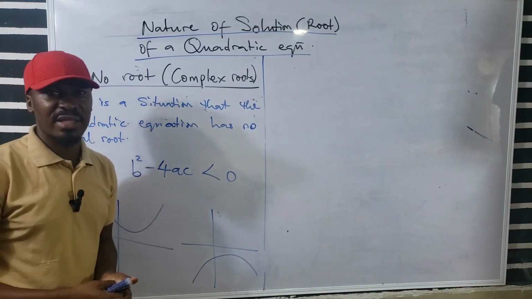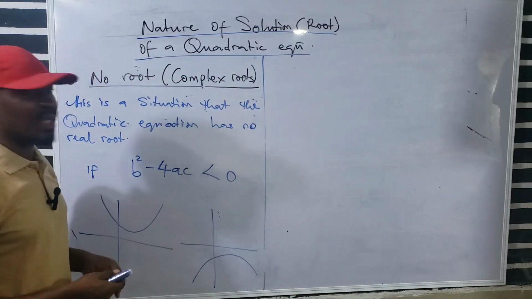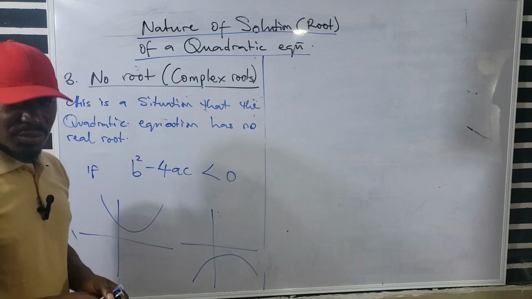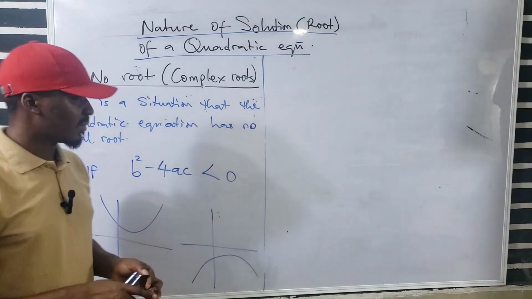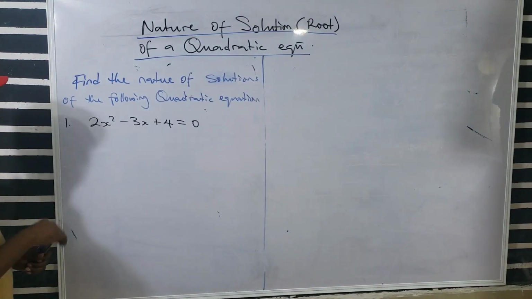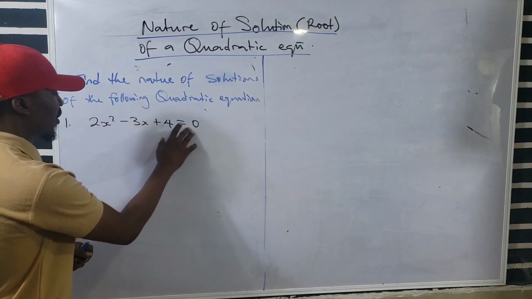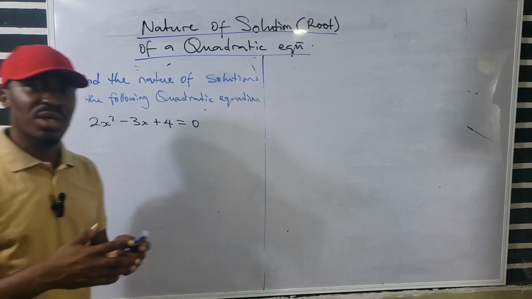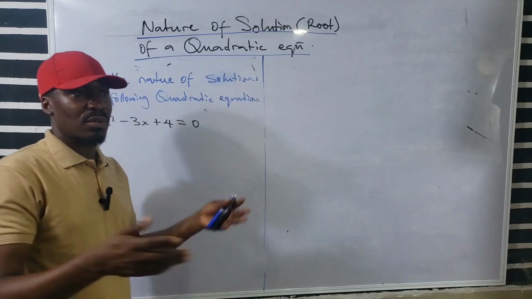So we can solve a few examples to just play around with this, because it's a very simple topic. Let us see some of the questions that you can be asked on this particular topic. The first question we are going to look at is 2s squared minus 3s plus 4 equal to 0. We want to find the nature of solution: whether it's going to give us a real root, a distinct root, or a complex root.